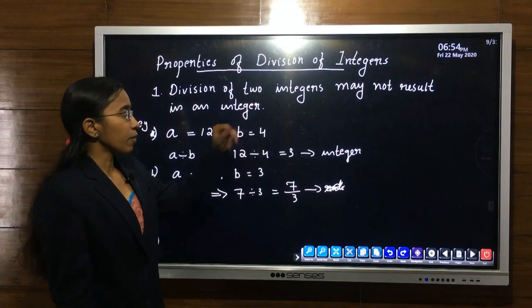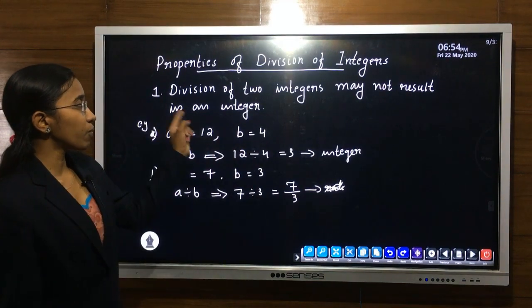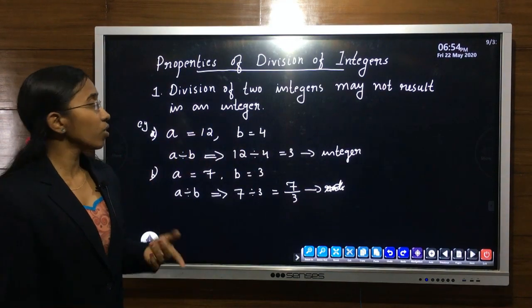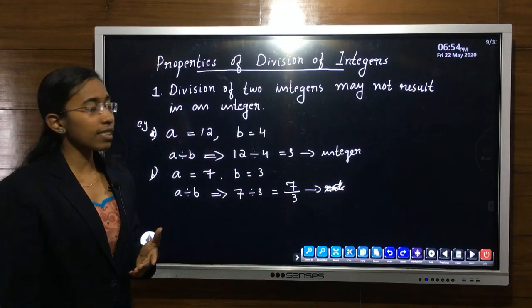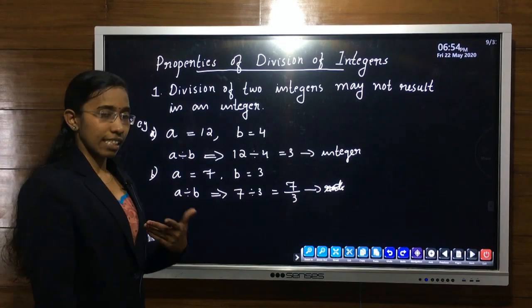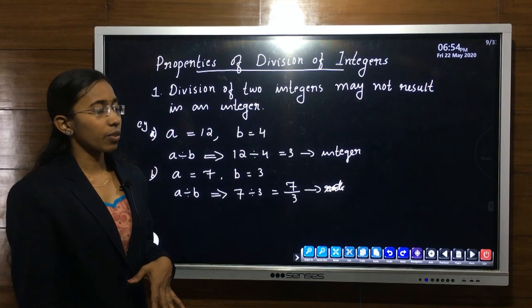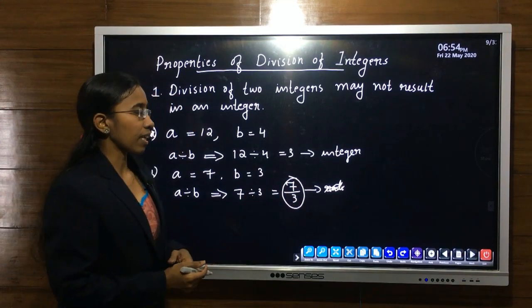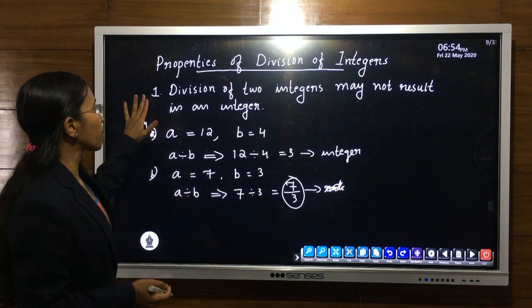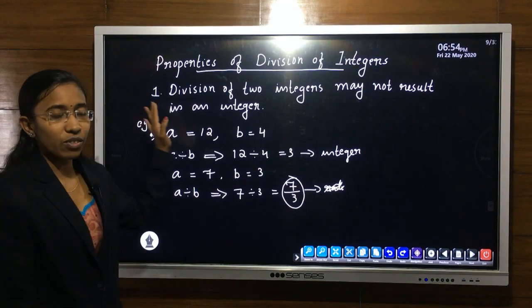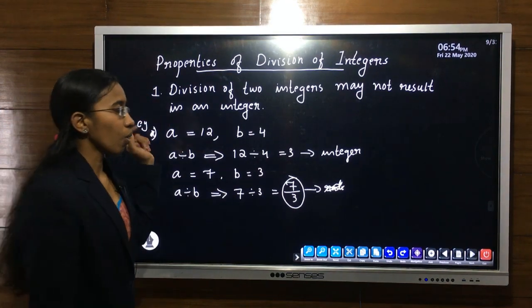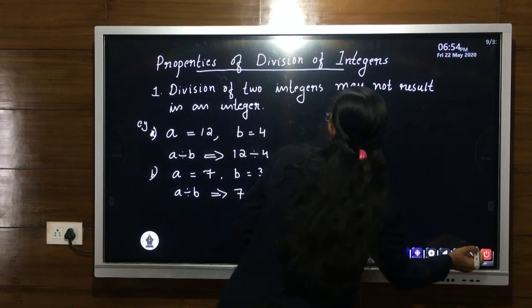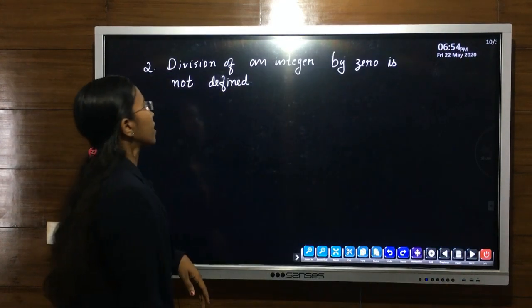So, what is our first property? Division of two integers may not result in an integer, which means sometimes our answer is an integer, but there is a chance our quotient becomes a decimal value or something like that. So from this first property we can conclude that division is not satisfying the closure property.